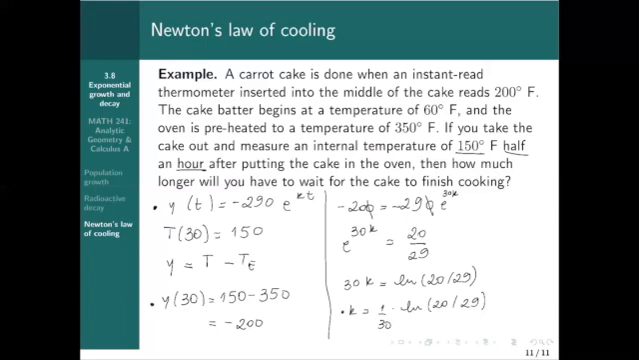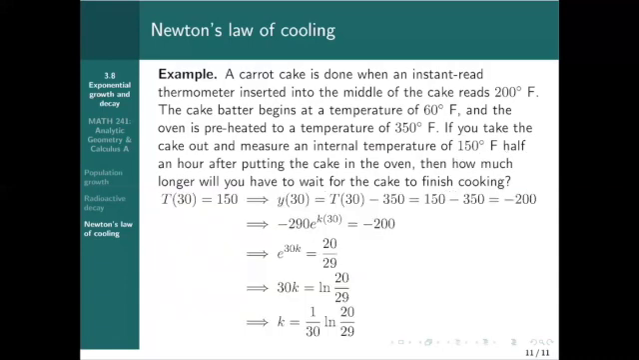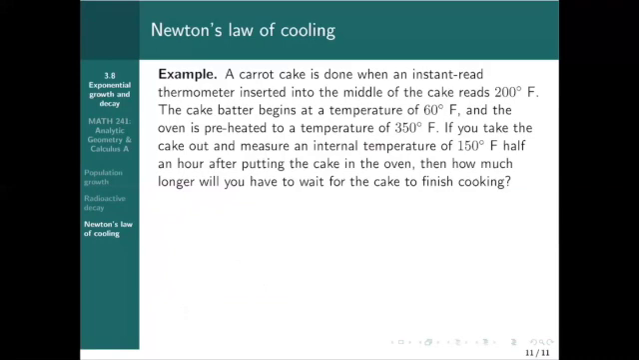Now we can replace the value of k in this expression. So once again, that's why we have the value of k. And we can replace this into the expression. So we're going to have y of t is equal to minus 290 times e raised to 1 over 30 ln of 20 over 29 times t.